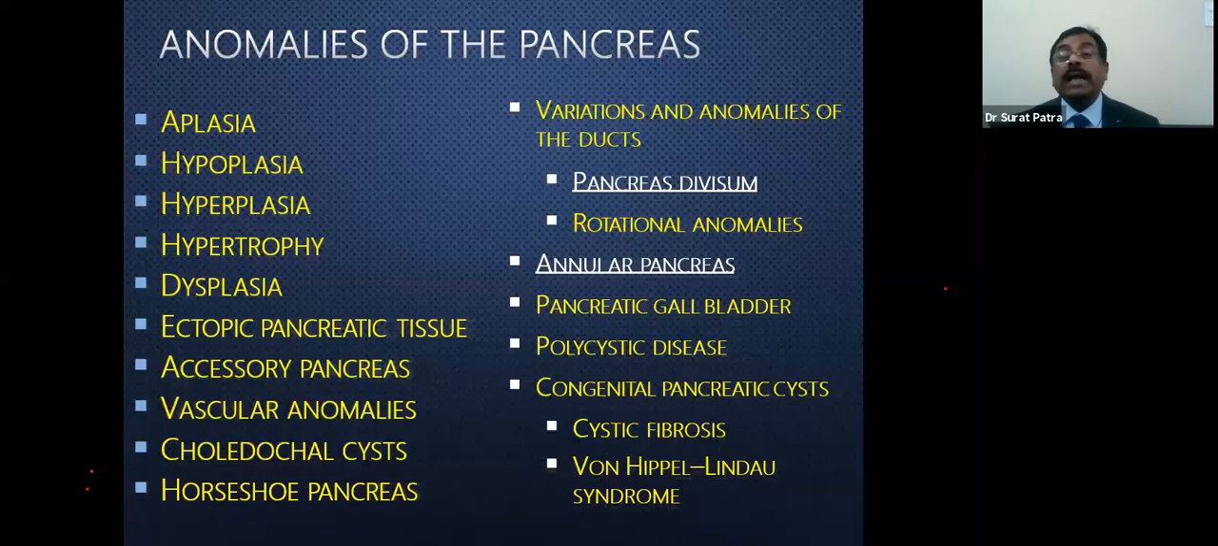The anomalies of the pancreas can be summarized like aplasia, hypoplasia, hyperplasia, hypertrophy, dysplasia, ectopic pancreatic tissue, accessory pancreas, vascular anomalies, choledochal cyst, horseshoe pancreas, then variation of anomalies of the ducts, as I have mentioned earlier, pancreas divisum, rotational anomalies like annular pancreas, pancreatic gallbladder, polycystic disease, congenital pancreatic cyst, cystic fibrosis, and von Hippel-Lindau syndrome.